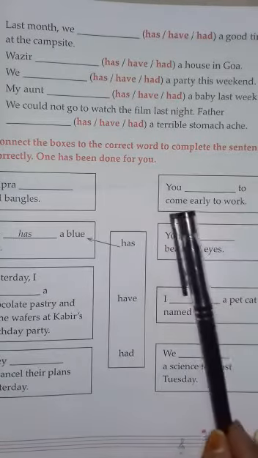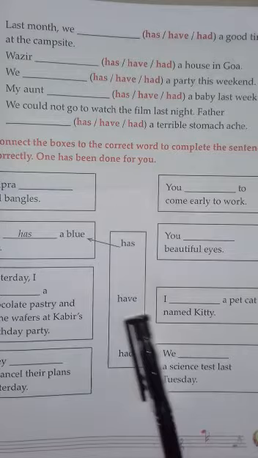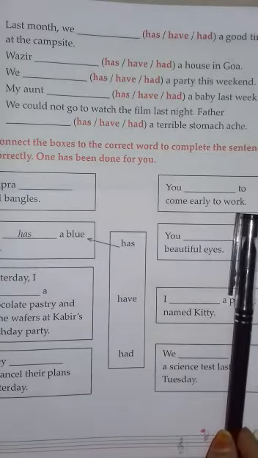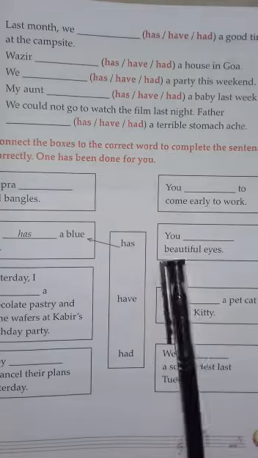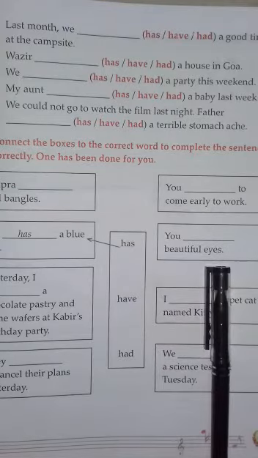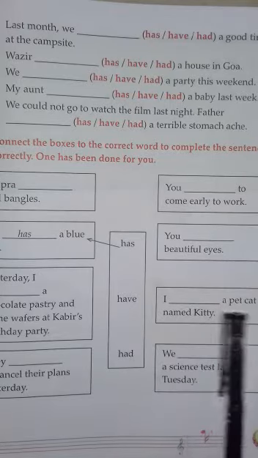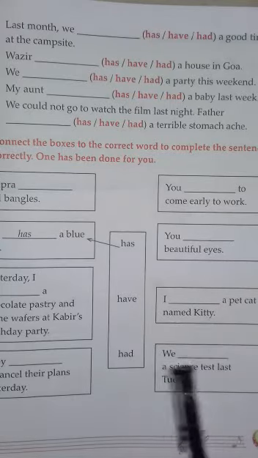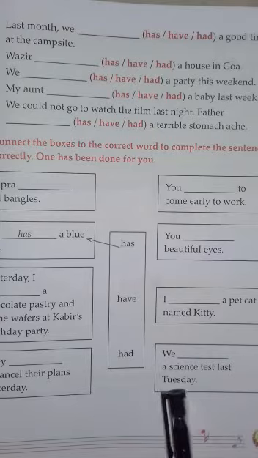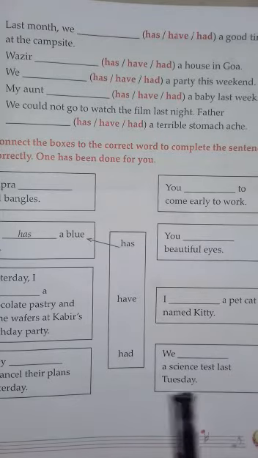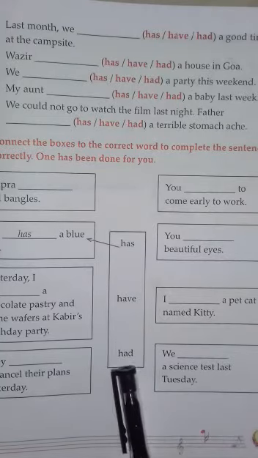You have to come early to work. It is about a regular topic, or the present. You have beautiful eyes. It is also about the present. I have a pet cat named Kitty. We had a science test last Tuesday. Last Tuesday means the past, so we will use had here.